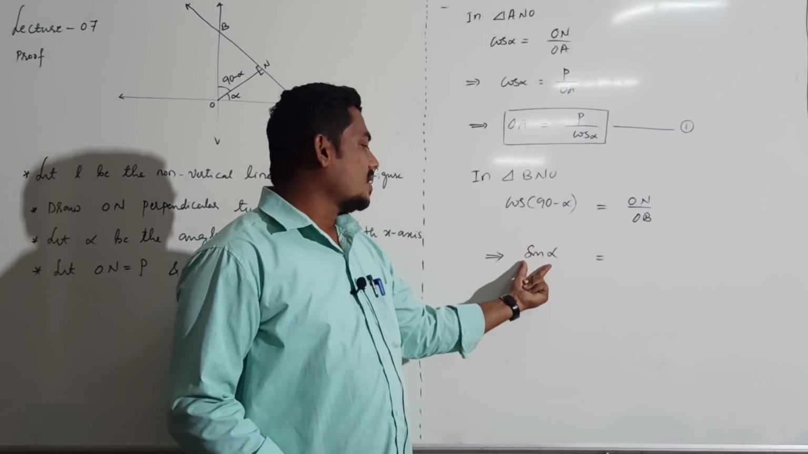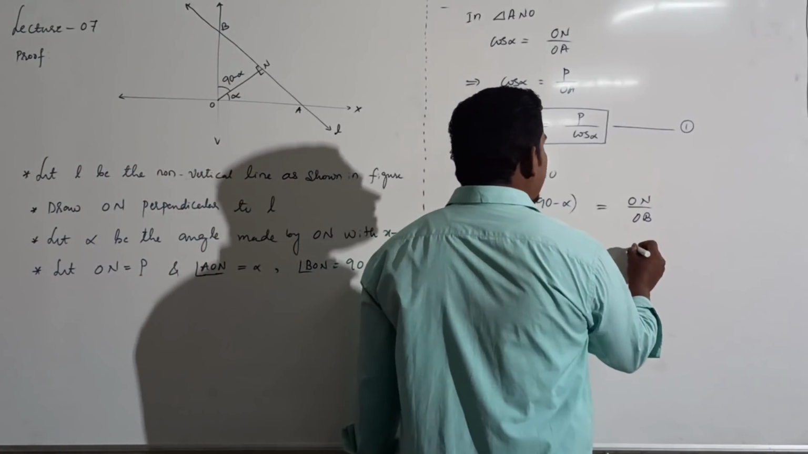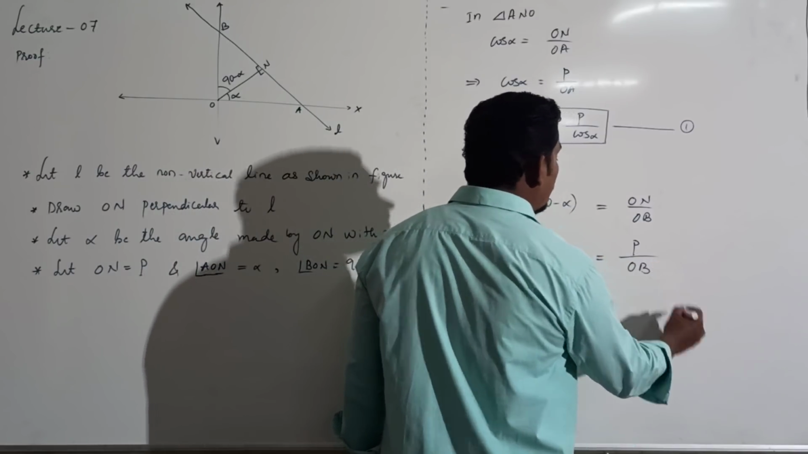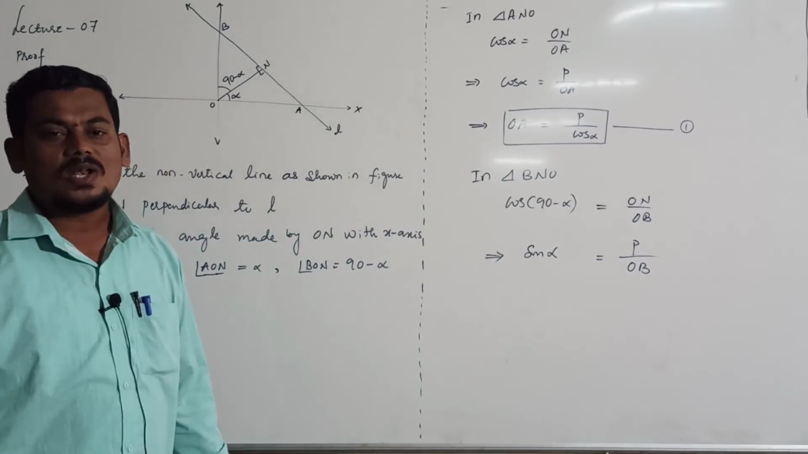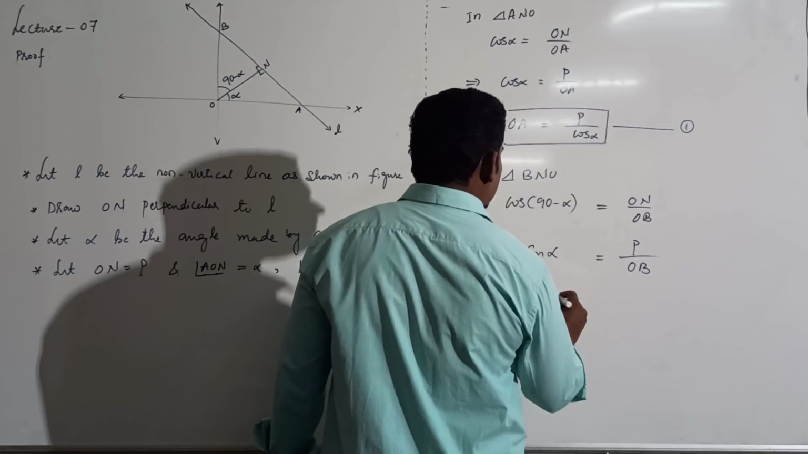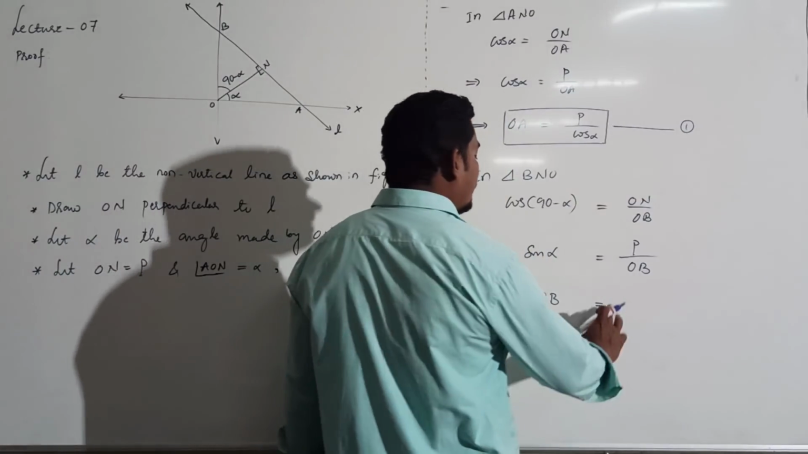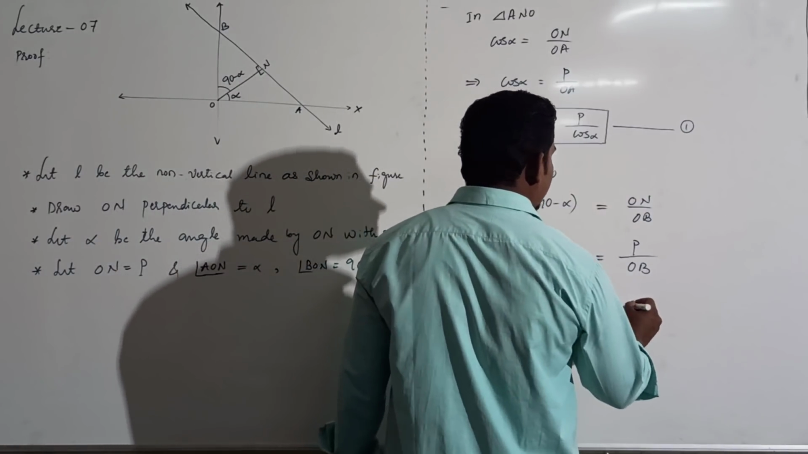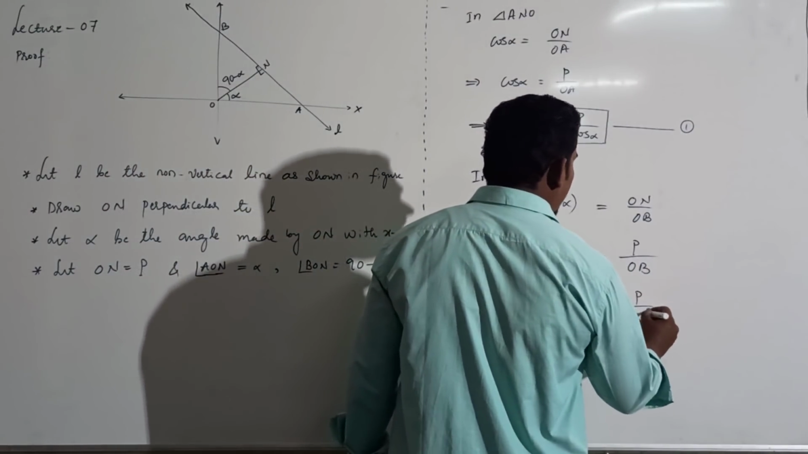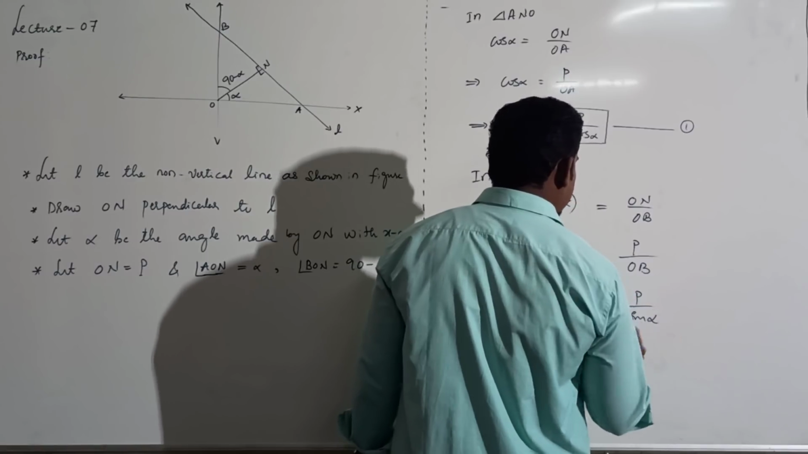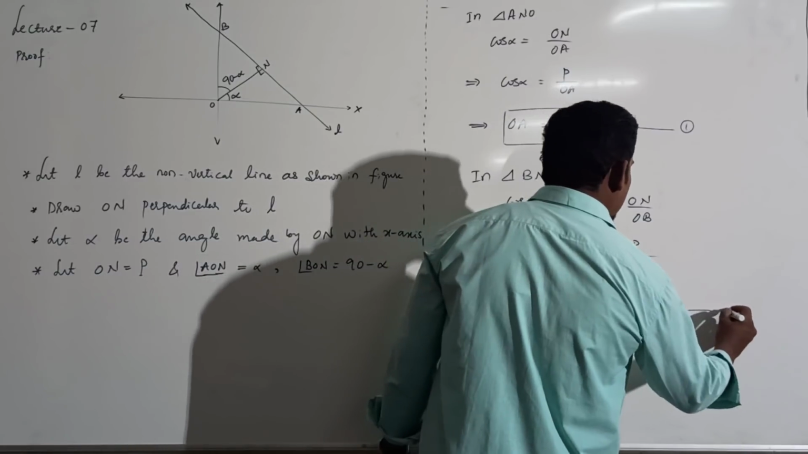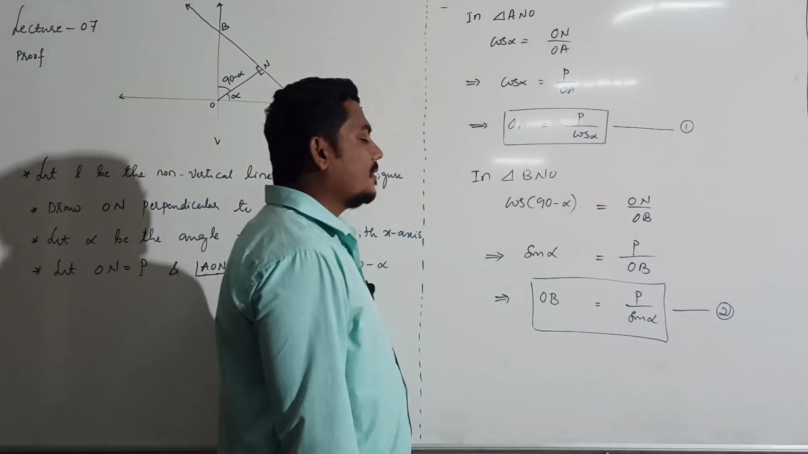So sin alpha is equal to, what is ON? ON is small p, and in this case we don't know the y intercept. OB is unknown, just write OB. Then what is the OB value? OB is nothing but the y intercept only. OB is equal to p divided by sin alpha. Take this as equation number 2, right?